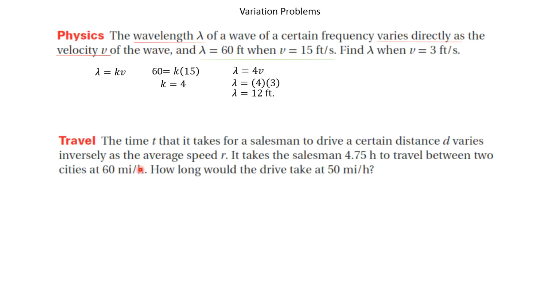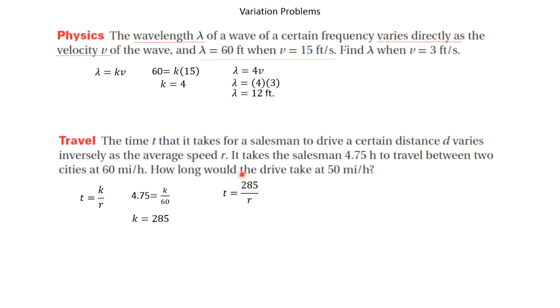If we look at an inverse one, time t it takes for a salesman to drive a certain distance d varies inversely as the average speed r. That would be time t varies inversely as the average speed r. So t equals k over r. Then we have a point here. We have a time and a rate. So we have 4.75 and 60. So we can set that up. Multiply by 60 to get k equals 285.